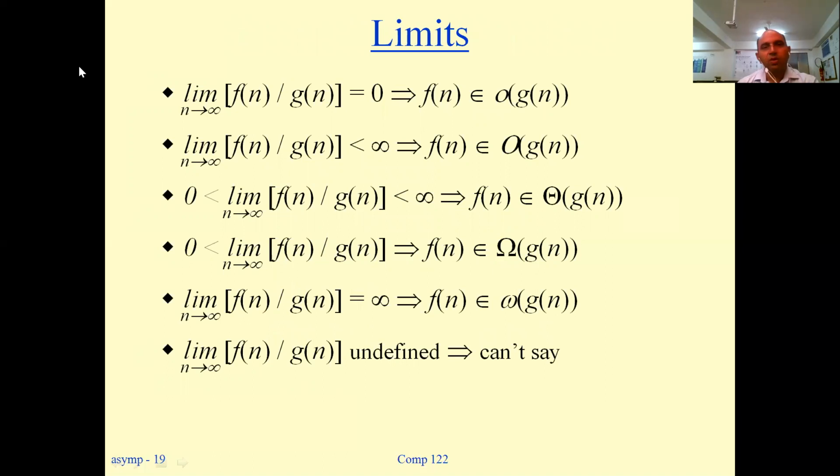Now we have some limit formulas for all the notations. If the limit of f(n) upon g(n) is 0 or has some finite limit, less than infinity, then it represents big O notation. If the limit is 0, then it satisfies the property of little o notation. If the limit is finite, then it satisfies big O of g(n). If the limit of f(n) upon g(n) is less than infinity and greater than 0, then the relation satisfies theta notation. If the limit is greater than 0, then f(n) is equal to omega notation. If the limit is infinity, then it satisfies the property of little omega notation. If the limit is undefined, we cannot say.